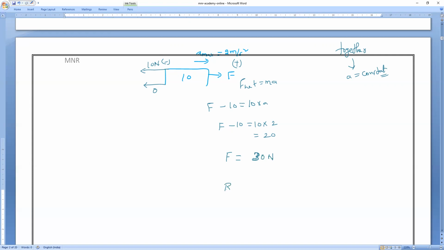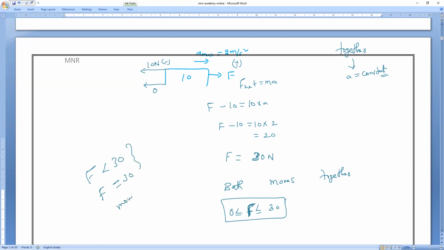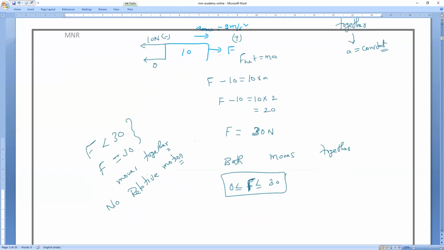So if you want both the surfaces to move together, what is the range? The force should vary from 0 to less than or equal to 30. So if F is less than or equal to 30, the bodies move together, with no relative motion. Am I right or wrong? Clear, all of you? There is no relative motion.